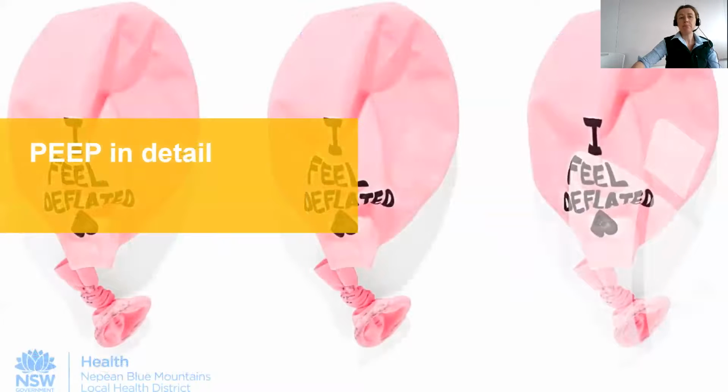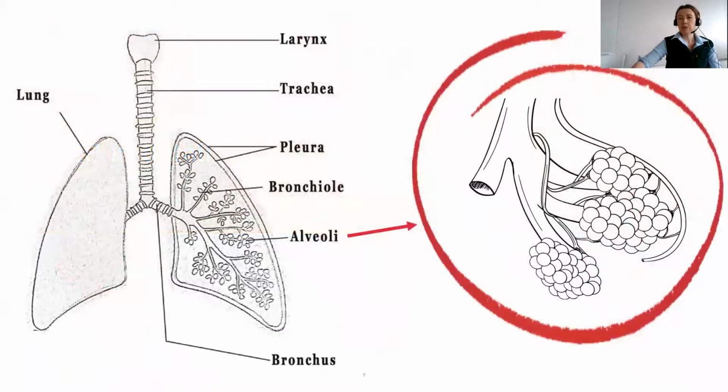And why is that important? That is important because PEEP helps us keep the alveoli, or the little air sacs in our lungs, open for longer throughout the respiratory cycle, which helps them participate in gas exchange for longer. PEEP has a direct relationship with oxygenation. So PEEP splints the alveoli open.